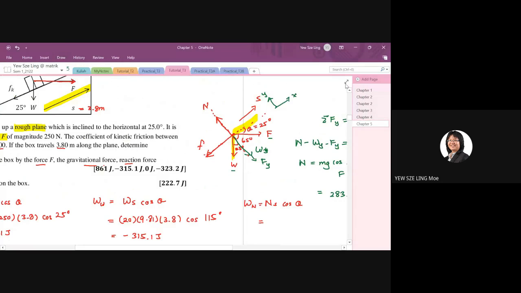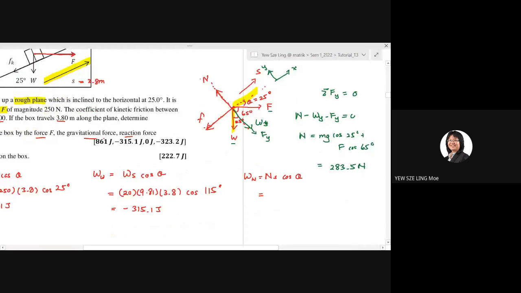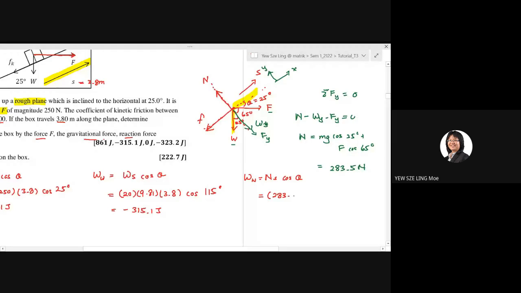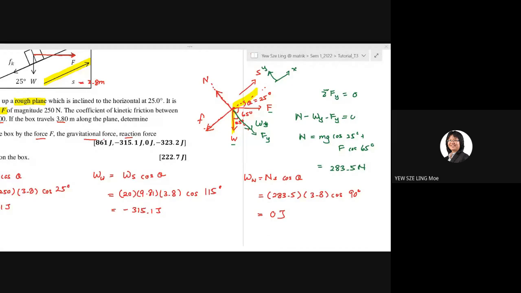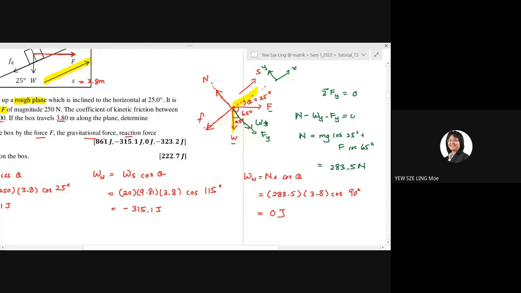Right? So now that you have calculated it, you can then substitute into the equation. So 283.5 times S, 3.8, and cos, okay, now what is the angle between them? Well, basically just 90 degree, all right? Which equals 0 joule. So basically you don't even have to calculate it. But in case you need to calculate it, that is how you do it. Okay, but I think you still need it.